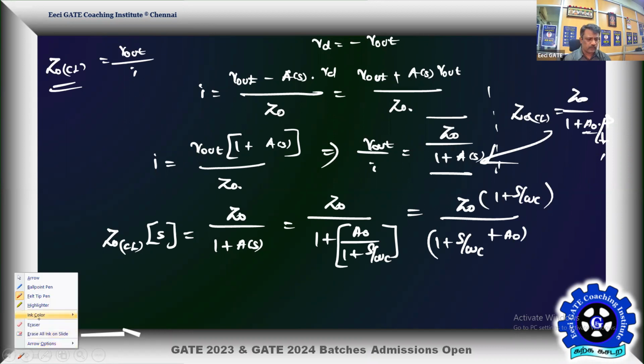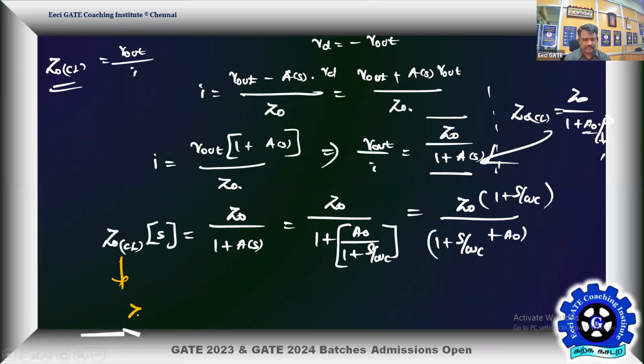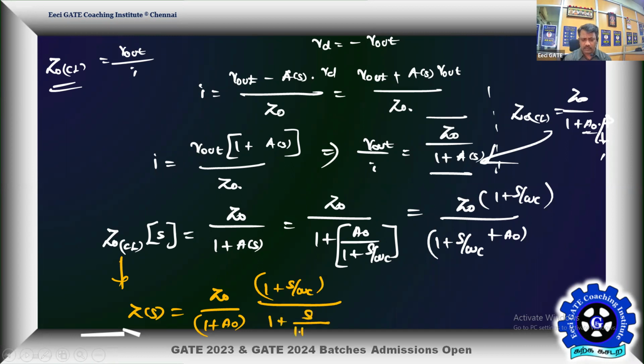So then the closed loop impedance, let me call this Z of S shortly, Z of S closed loop output impedance, is equal to what you get then. So it is Z naught, then take the 1 plus A naught out. Then what is the remaining? The numerator will be 1 plus S by omega C, the whole divided by 1 plus S by 1 plus A naught into omega C. Okay, so this is a constant.